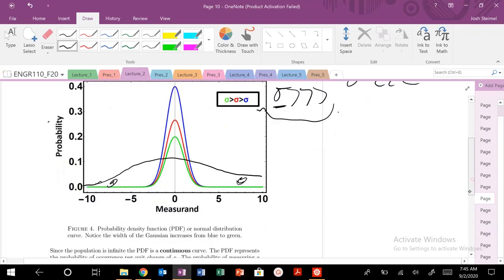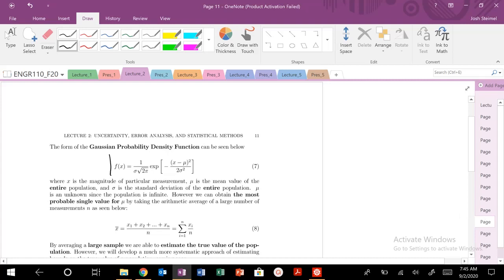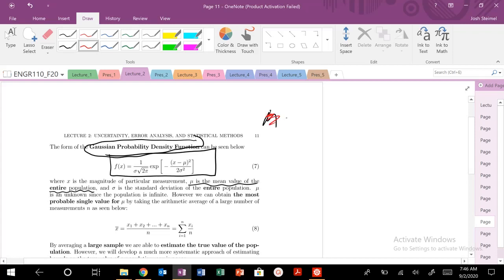We'll skip ahead a little bit to the function that you're working with for your Gaussian probability density function. It's a function of several variables. Mu is the mean of the entire population. This is your population mean, very, very important. Not your sample mean, the mean of the entire population. And sigma is the standard deviation, STD, of the entire population.